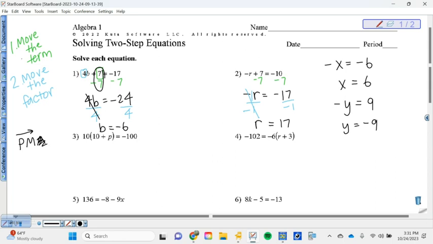So now when I undo it, I have to go backwards. I have to undo the multiplication using what? Division, and then I undo the stuff in parentheses. We'll deal with that. So what am I multiplying by in number 3? 10. So how do I undo multiplying by 10? Divide by 10. What happens to these 10s? They cancel out.